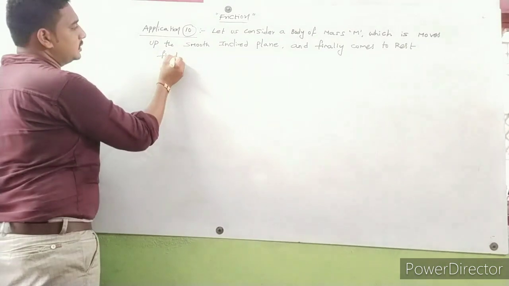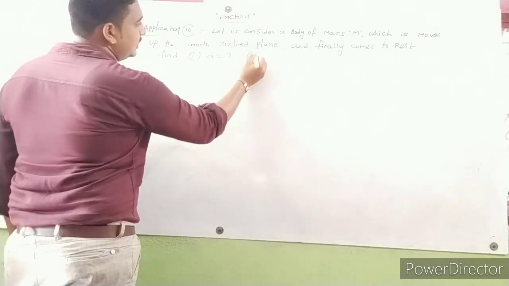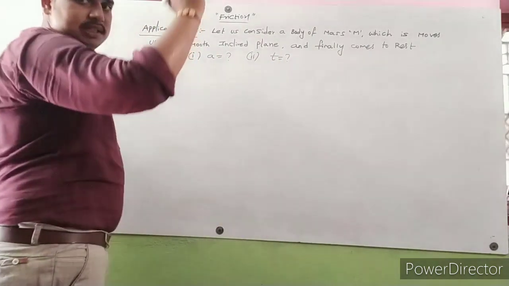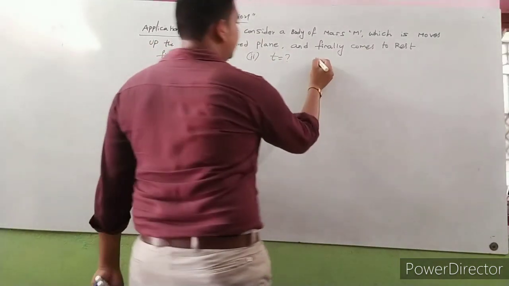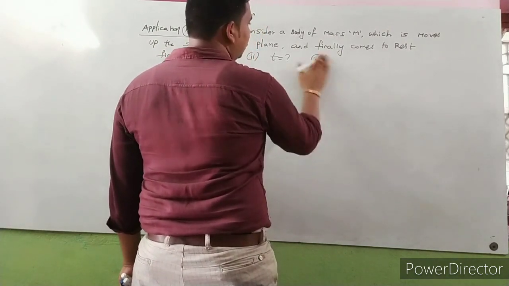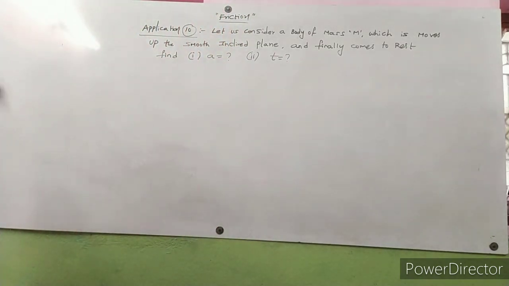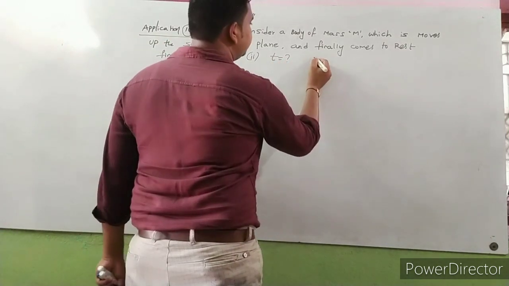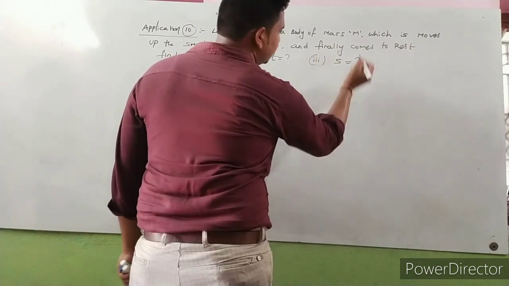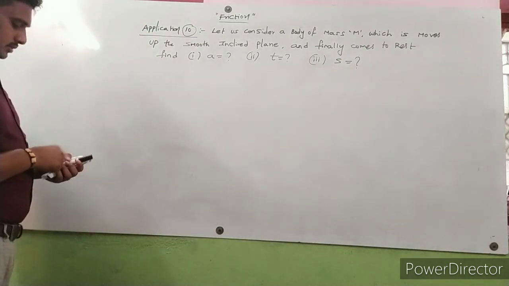Find acceleration. Second one, time taken by body to reach top. Third one, distance traveled by body. So this is all you need to find.